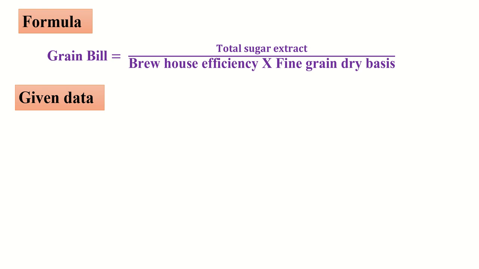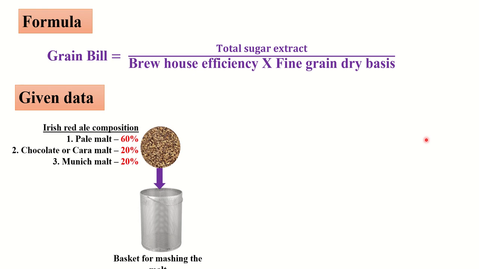So let's place all the given data that we saw in our previous slide. So we'll place it in a pictorial form. The idea is to produce Irish Red Ale, and the composition is pale malt of 60%, chocolate or caramel malt of 20%, Munich malt of 20% again.